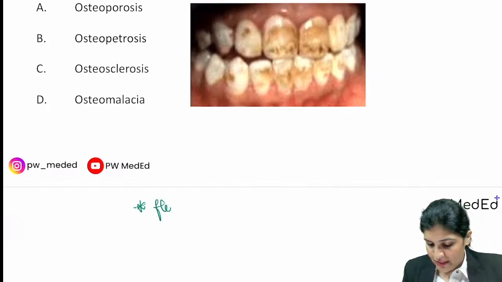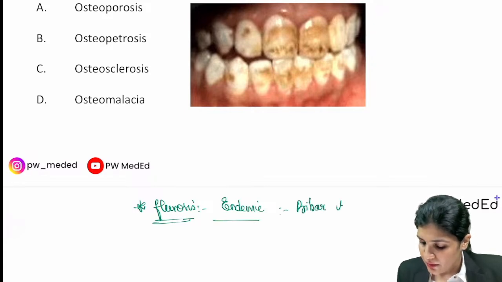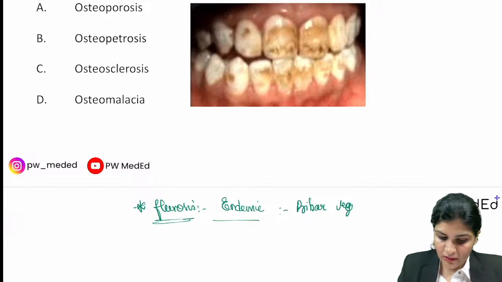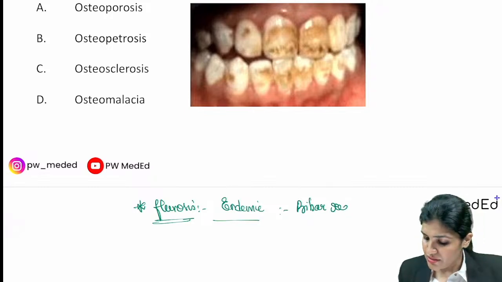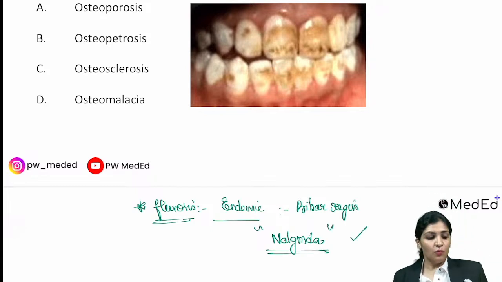So now let's deal with fluorosis. Usually this fluorosis is endemic, and what is the area? It is usually seen in the Bihar region, and coming to the south, it is the area called Nalgonda, where you see excessive cases of fluorosis. So what is this fluorosis?